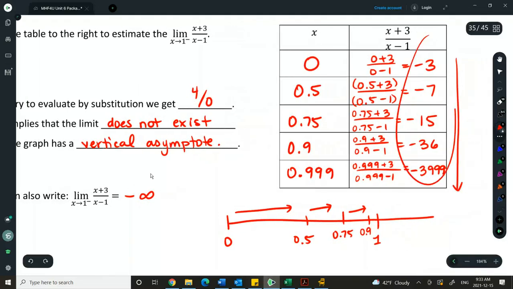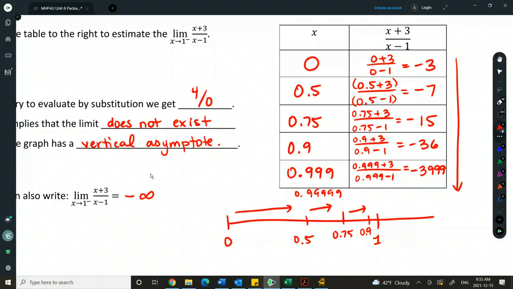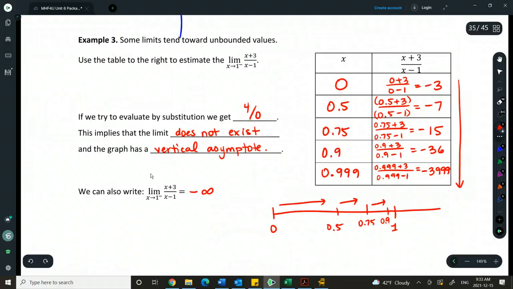If you're not sure, based on this, you can always go 0.99999 and see what you get. And then it's just going to give you an even bigger negative number. It'll keep getting larger and larger, or technically smaller and smaller, because large negative numbers are small.